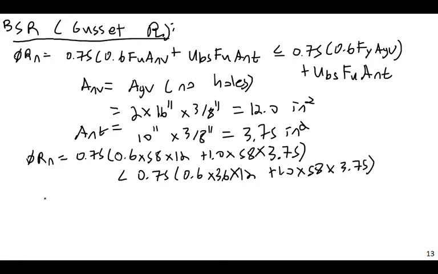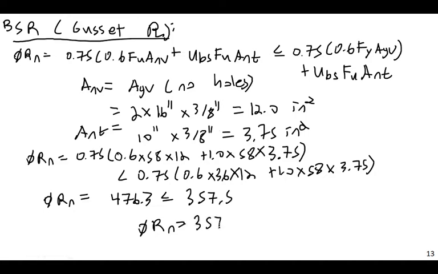And then if you collapse this, we get that phi Rn is equal to 476.3, which must be less than or equal to 357.5. The smaller controls, and for the limit state of block shear rupture on the gusset plate, we get that phi Rn is equal to 357.5 kips. So we have one limit state there.